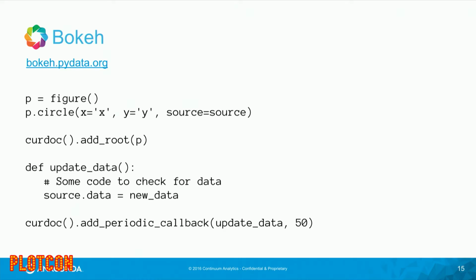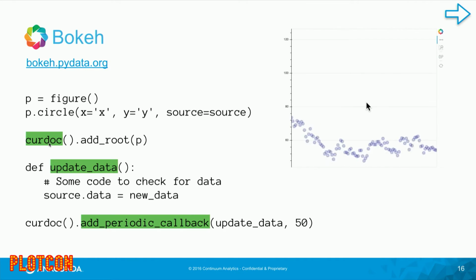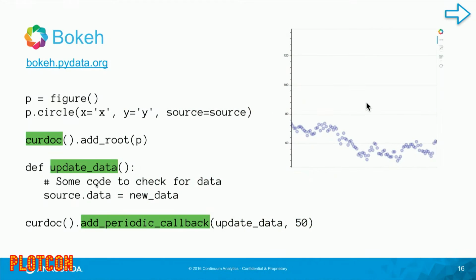So as we saw, we've set up a figure like we had before. We've put a circle on it. And then the other concept is the curdoc, which is not a great name, but the document is the sort of bag of all the things that get turned into JSON that end up in the browser, and it's the object that holds all the state. And so we add our plot to the document, and then we have some function that goes and looks on the internet for new data or checks the database or whatever it needs to do to go and look for new data. And then we add a periodic callback.